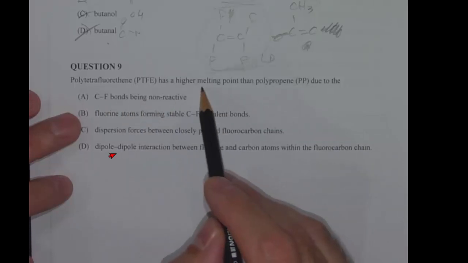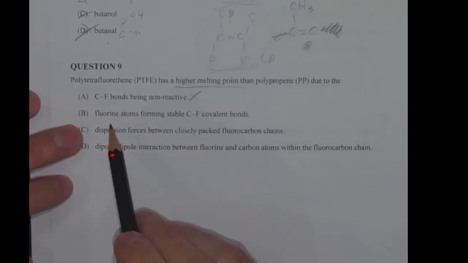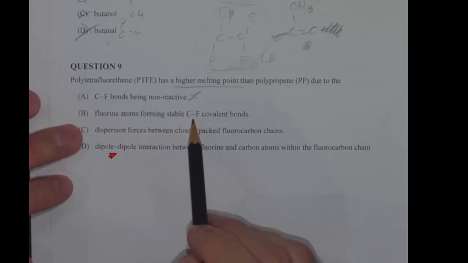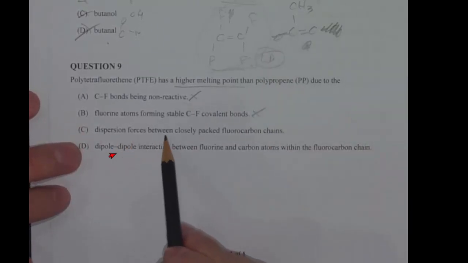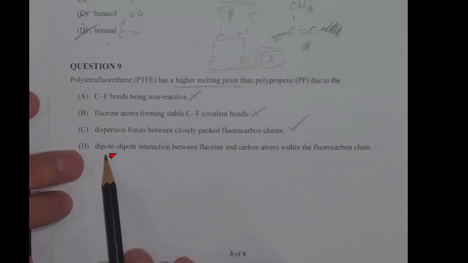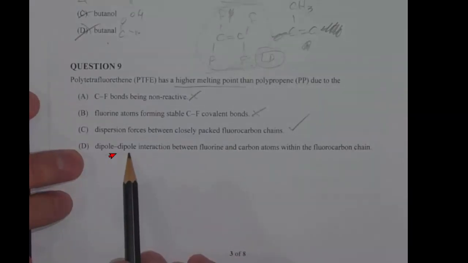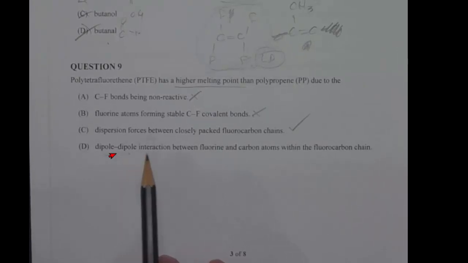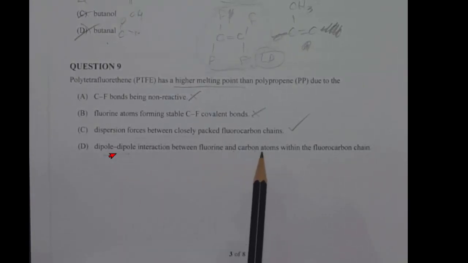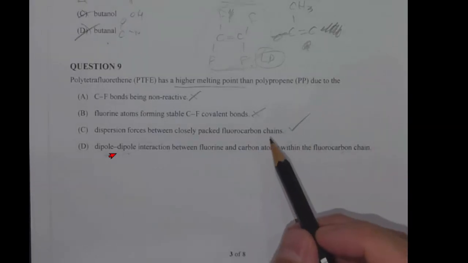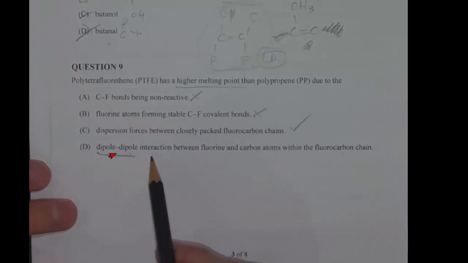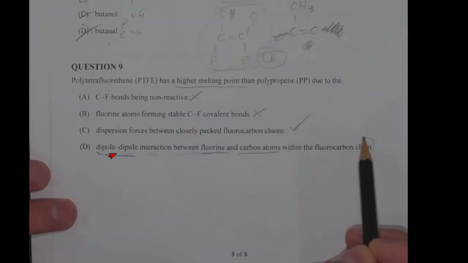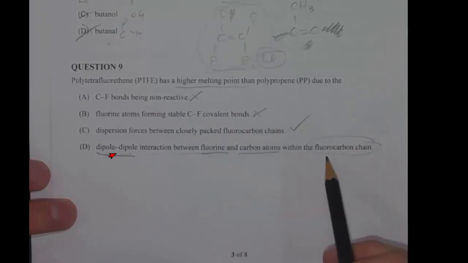Then higher melting point's got nothing to do with being reactive. Fluorine atoms form stable... That's got nothing to do with the fact it's high melting point. It's got to be London dispersion. Dispersion forces between closely packed up. Yeah, perfect. Dipole. Oh, that's a tricky one. Between fluorine and carbon atoms within the fluorine. No, they have no access to that. So I should check that because it would be a polar bond. Interaction between the fluorine and carbon atoms within the fluorocarbon chain. Within the fluorocarbon chain doesn't make any sense.